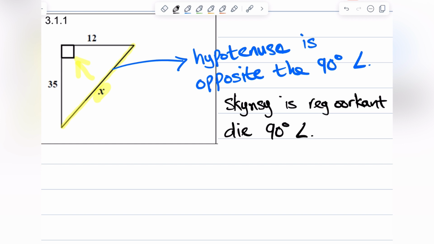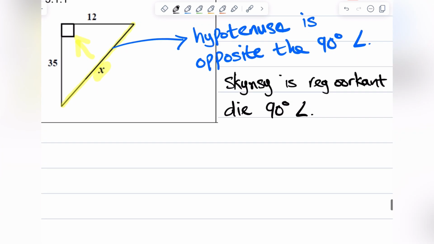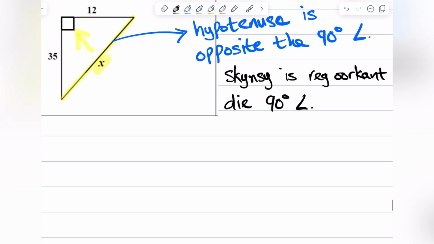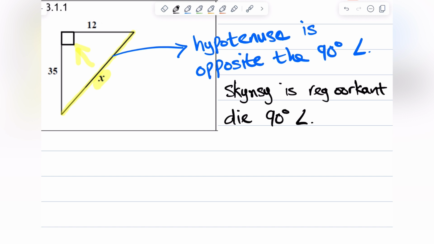And this is important because it influences how we approach the theorem of Pythagoras in terms of how we write out the equation. So we know that Pythagoras says the length of the hypotenuse, or actually not the length, but the square of the length of the hypotenuse. So the square of the hypotenuse, which in this case is x, is equal to the sum of the squares of the other two sides. So 35 squared plus 12 squared.